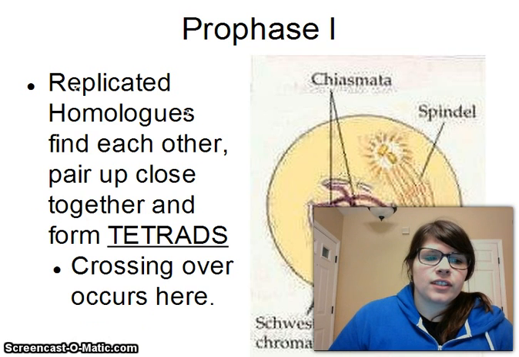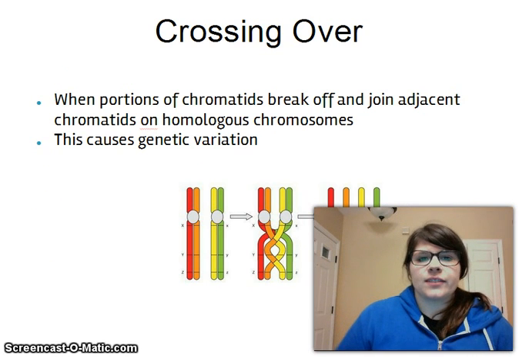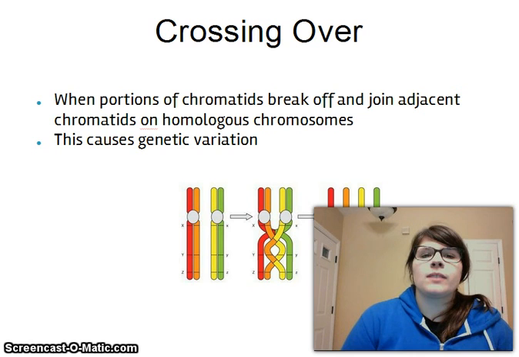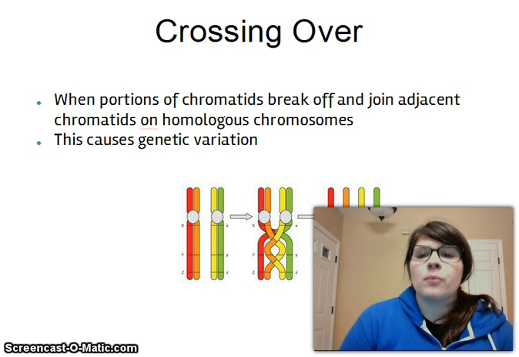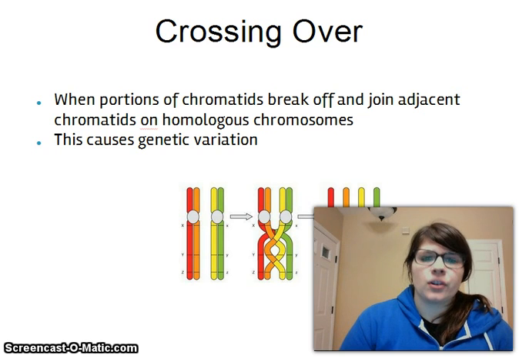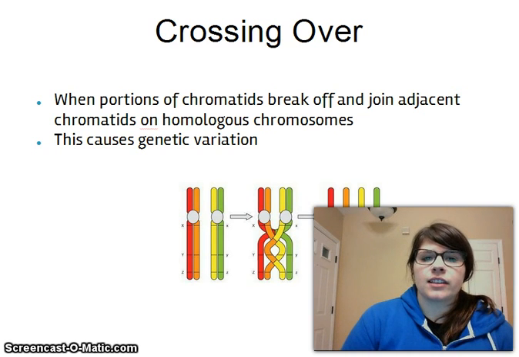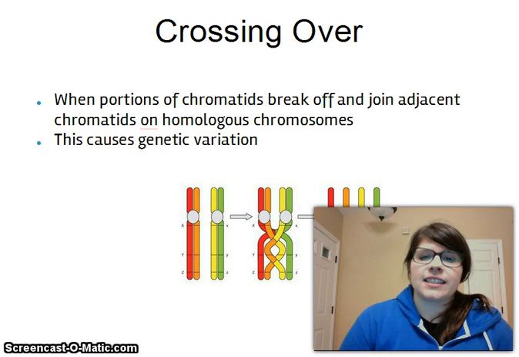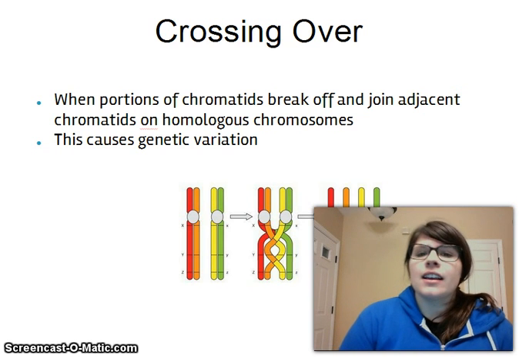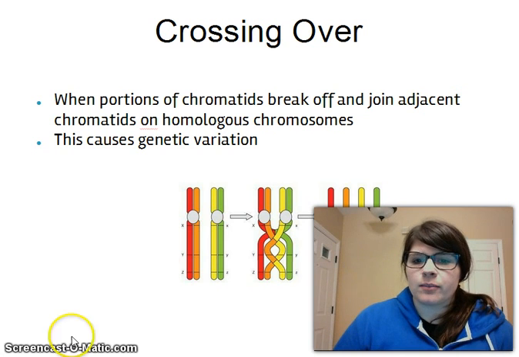So let's go into a little bit of what crossing over is. This is when portions of each chromatid or homologous chromosome break off and join adjacent chromatids on those homologous chromosomes. So this is going to cause genetic variation. This is one of the reasons that you might not look exactly like your brother or sister. It's due to this crossing over of chromosomes and genetic variability.